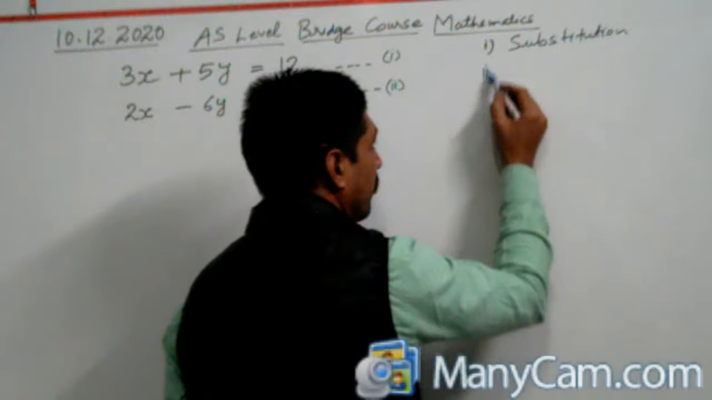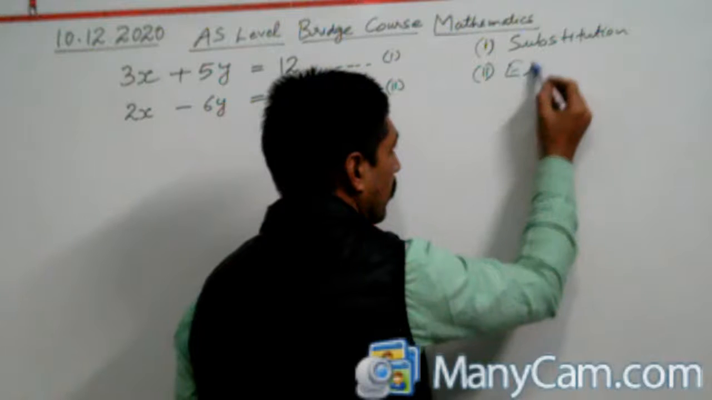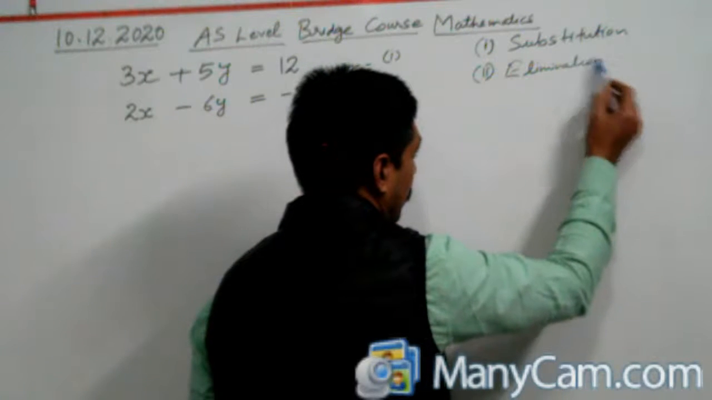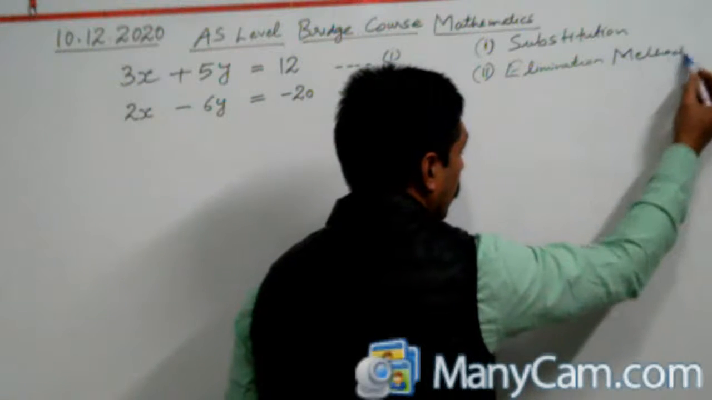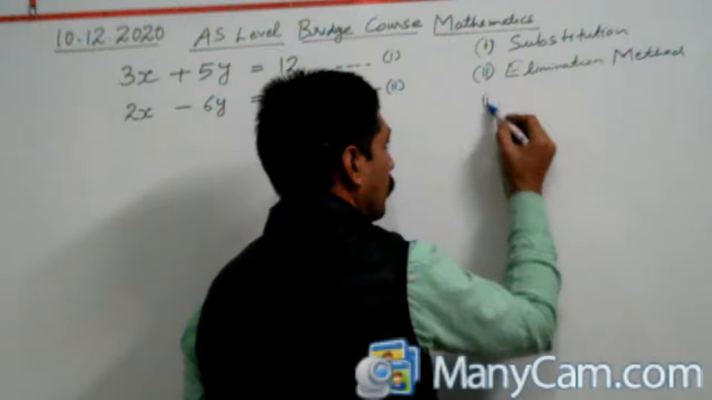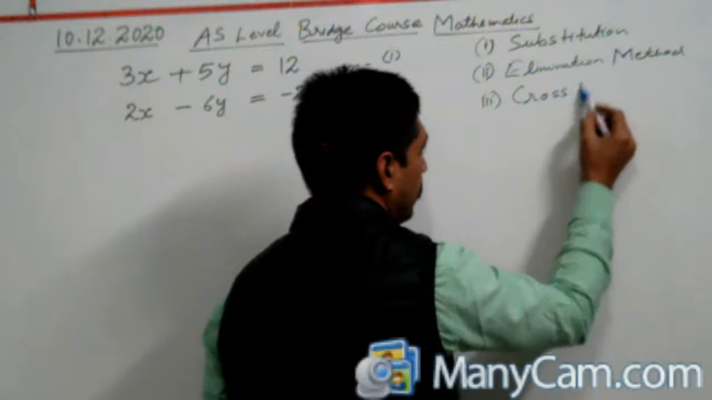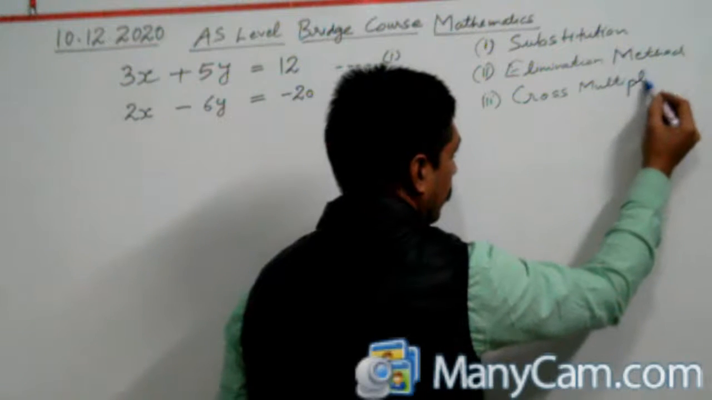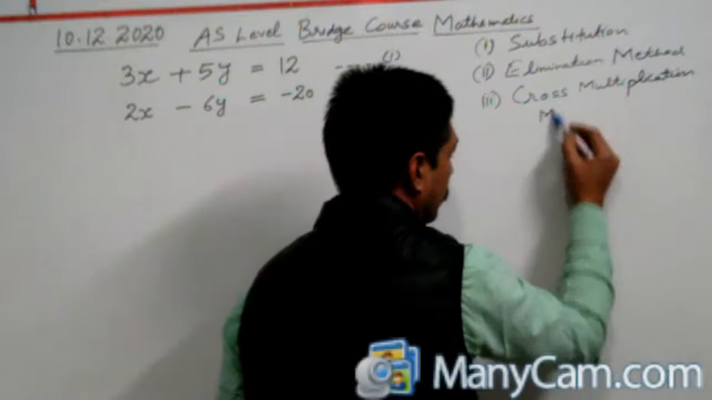Then we have the elimination method, and one more we have, that is the cross multiplication method. Cross multiplication method, right?